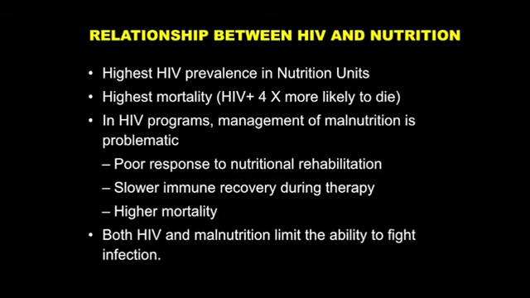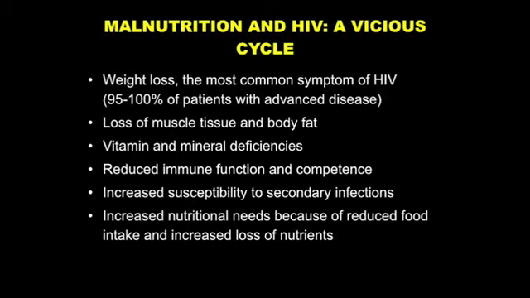So when you're in the HIV program, managing children with malnutrition is very complicated. Like the case we have just discussed, they had severe malnutrition from last year. It's difficult to manage malnutrition in an HIV program because they have slower recovery and higher mortality, because both of them have limited ability to fight infection. So malnutrition and HIV, it's a vicious cycle. HIV affects malnutrition, malnutrition affects HIV, so it's a vicious cycle resulting in weight loss.